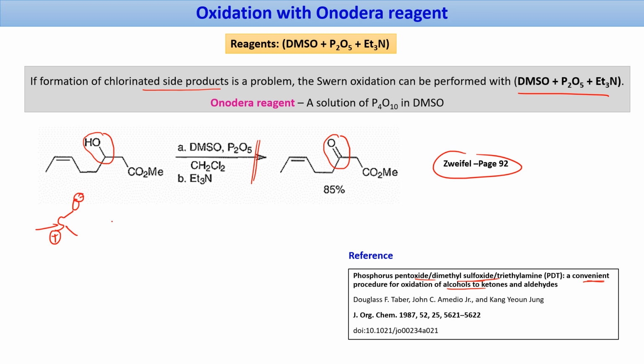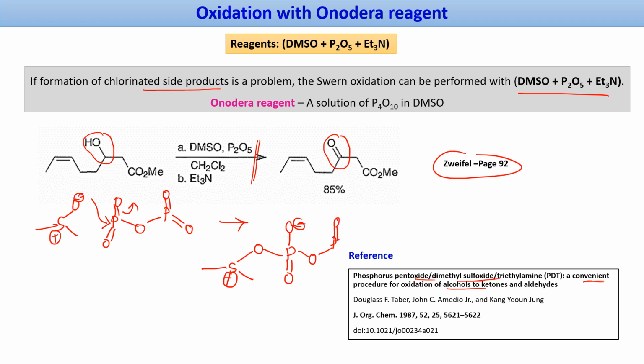So this is our DMSO molecule, and P2O5. As we know, the oxygen-phosphorus bond is very strong. So as a result, this oxygen can attack this phosphorus, this P=O double bond is broken, right? Now once this attack occurs, sulfur is still positively charged, the oxygen-phosphorus bond is formed, and in the rest of the part there is no change.